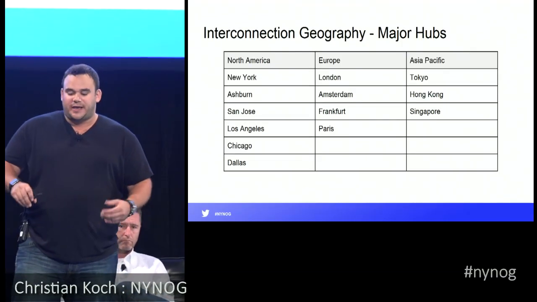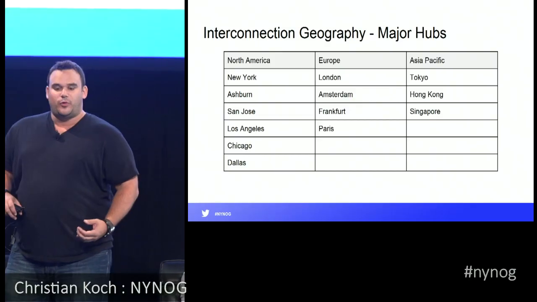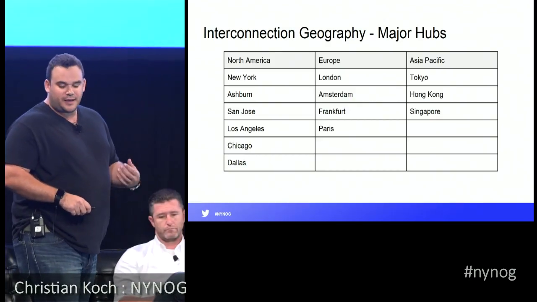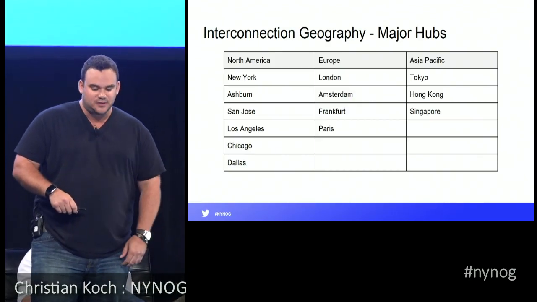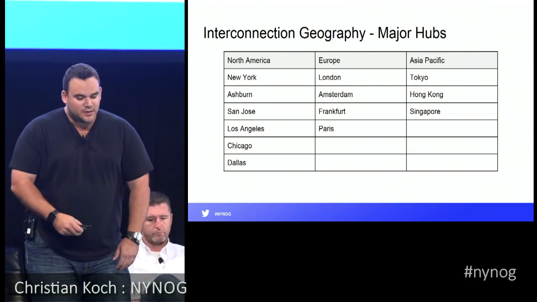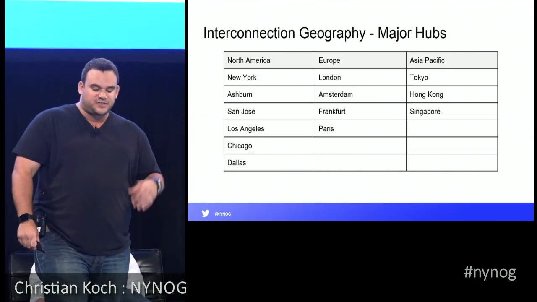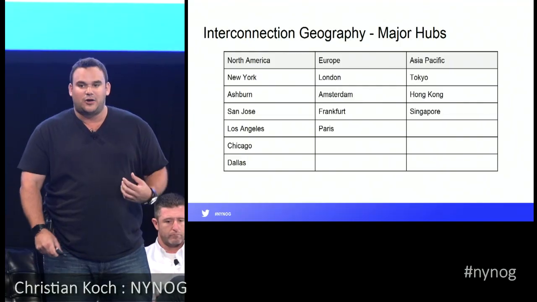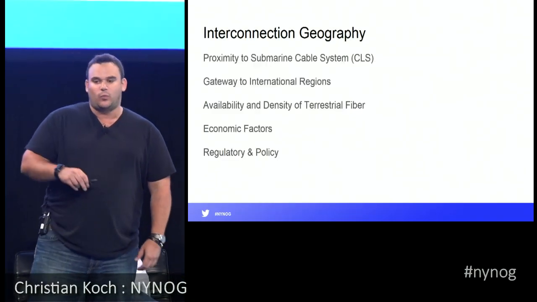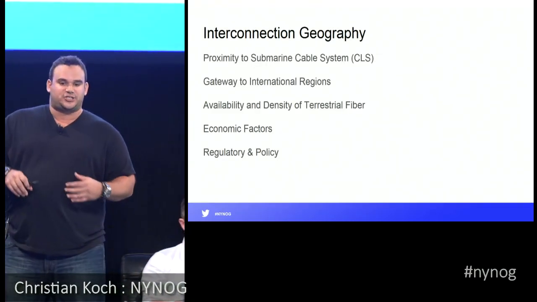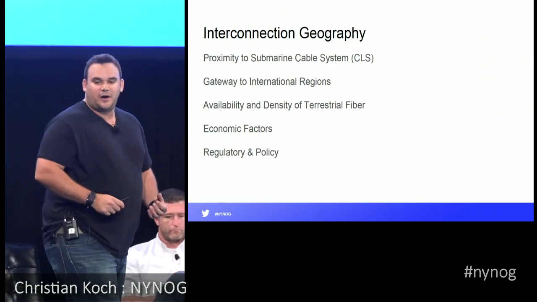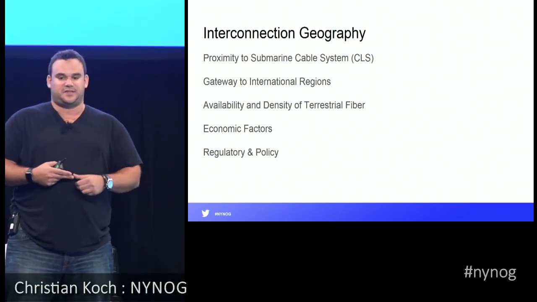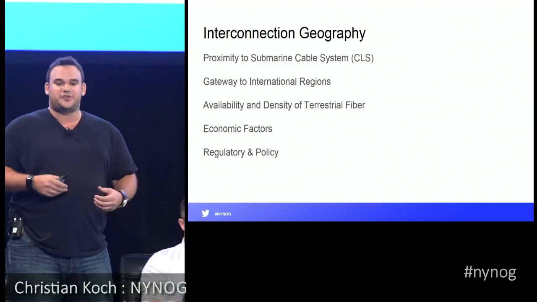Asia Pacific, we're looking at Tokyo, Hong Kong, and Singapore. Europe, we're looking at London, Amsterdam, Frankfurt, Paris, otherwise known as FLAP. In North America, we've got New York, Ashburn, San Jose, Los Angeles, Chicago, and Dallas. And what makes those interconnection hubs is fairly simple. Proximity to submarine cable systems, landing stations. It's a gateway to international regions.